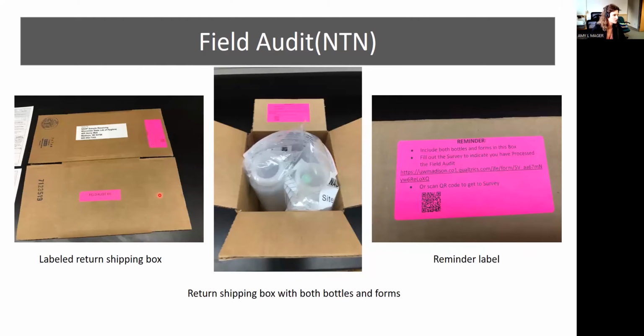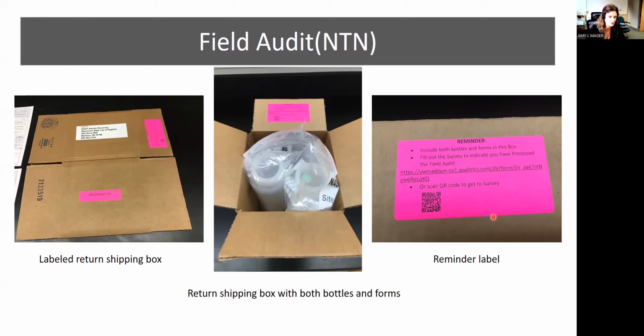Here's just a few more pictures. This is of the labeled return shipping box. So we'll make sure it has one of our address labels on it. We'll have it labeled as a field audit kit to help us when it comes back. Here's a picture of that return shipment box assembled, showing you that it'll fit both of your sample bottles and your field forms.